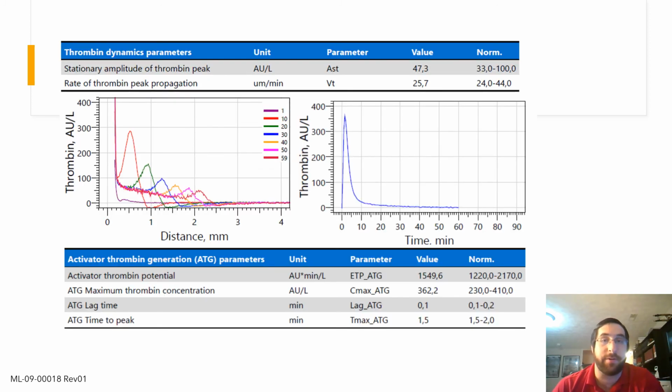In addition to the parameters derived in the standard Thrombodynamics method, Thrombodynamics 4D derives the lag time to thrombin generation initiation, the peak thrombin generated at the activator's surface, and the time to reach said peak in thrombin generation. Total thrombin potential at the activator's surface is also measurable. Also, the moving peak thrombin generated, measured as the stationary amplitude, and the rate of thrombin peak progression, measuring how quickly into the blood thrombin generating reactions are progressing.